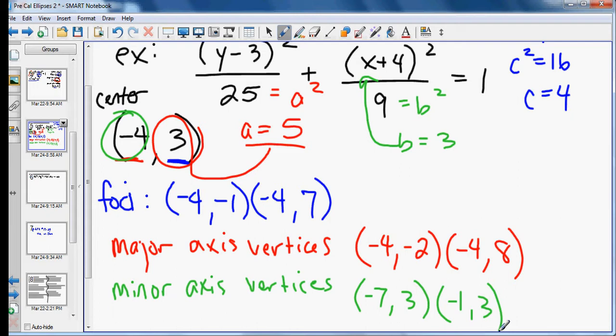Again, if you need to, just rewind and look at these two examples again, because this process is the same every time. You just have to make sure you look carefully at the equations and are paying attention to which one has the bigger denominator.